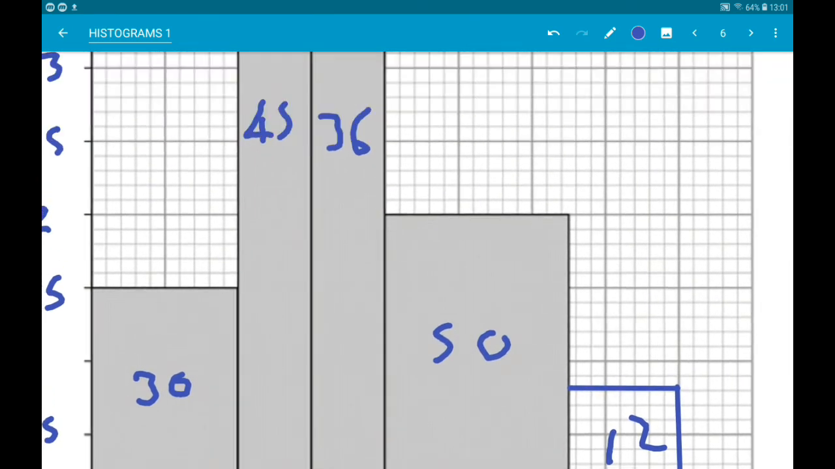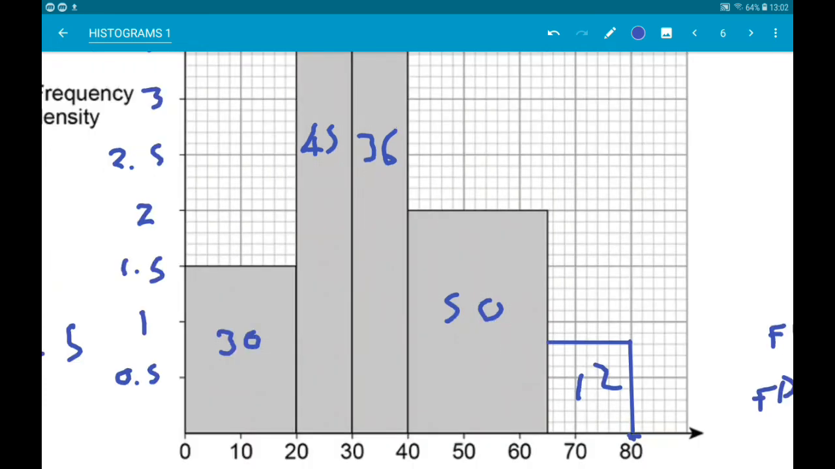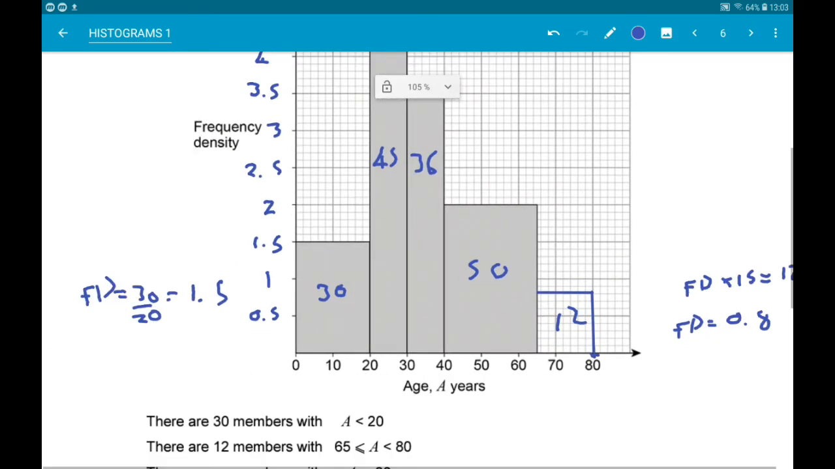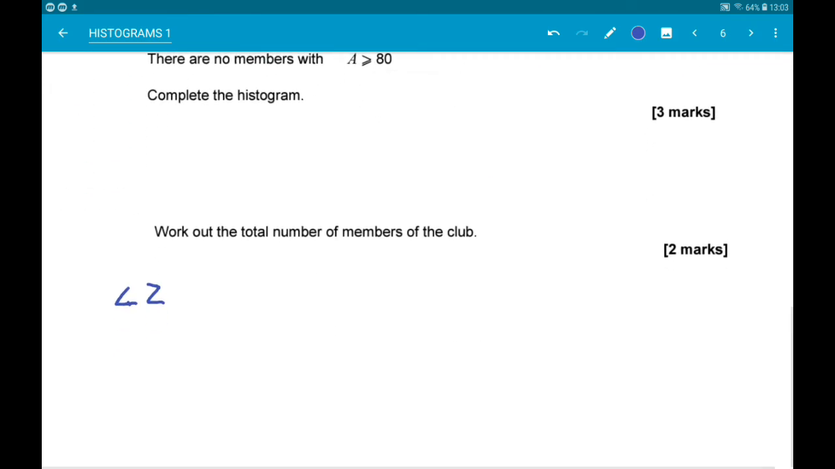So we just need to add 45, 36 and 50 and then add that to 42. So 45 and 50 is 95, and 6 is 101, and 30 is 131. So 42 and 131 is going to give us 173.